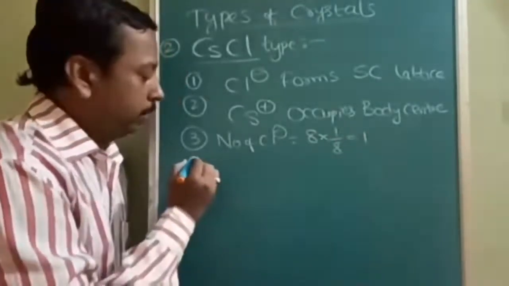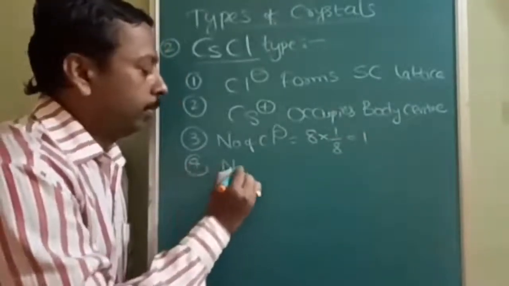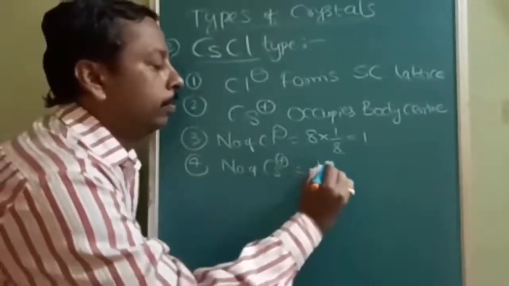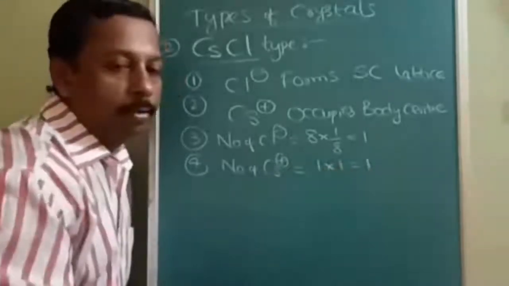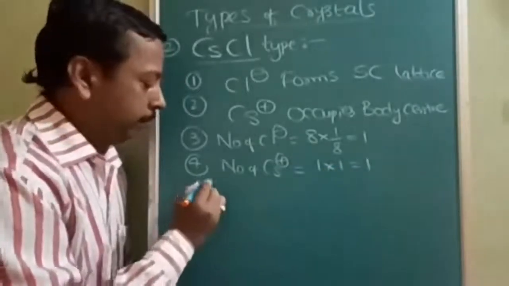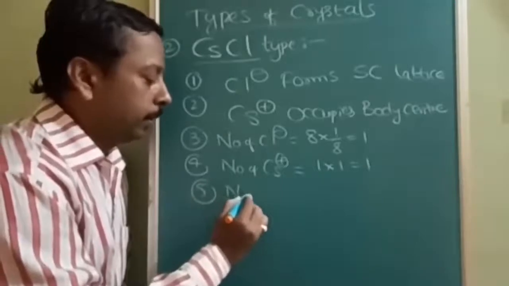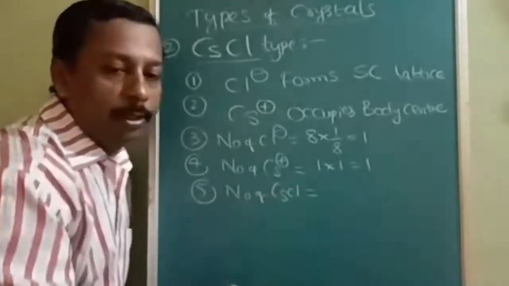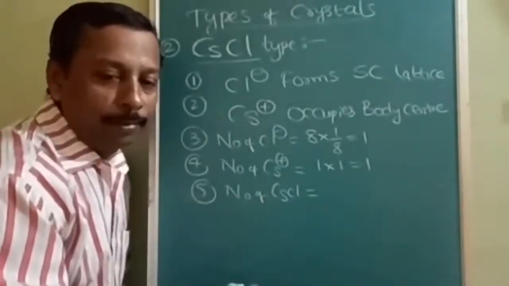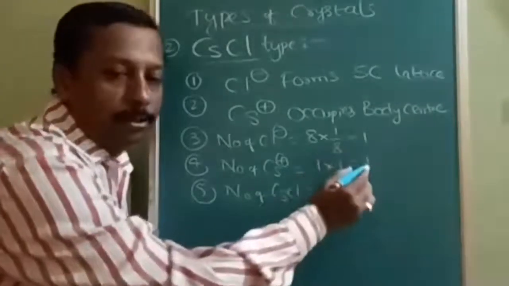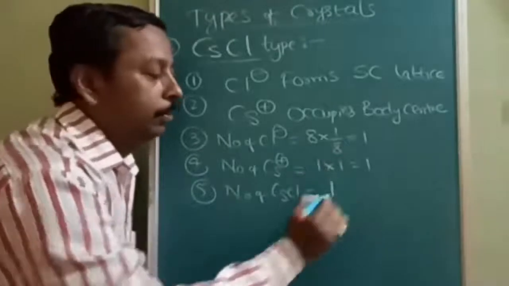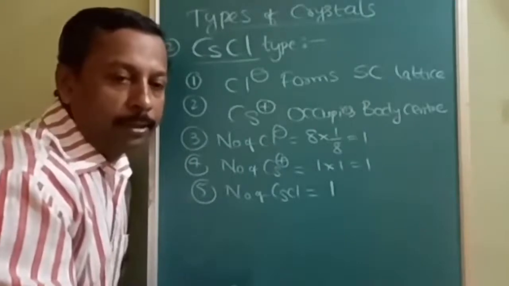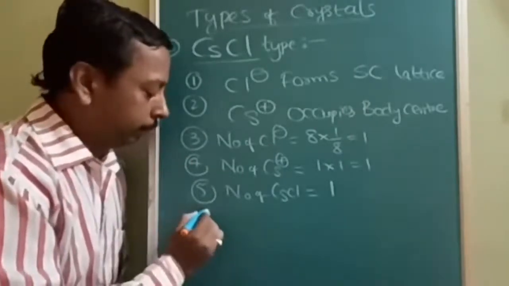Next, fourth, number of cesium positive is equal to body center, 1 into 1. Next, fifth point, number of cesium chloride. How many are there? 1 plus 1, 2? No. Number of cesium chloride is also 1. 1 cesium and 1 chlorine will make 1 cesium chloride. Up to the fifth point, is it clear?